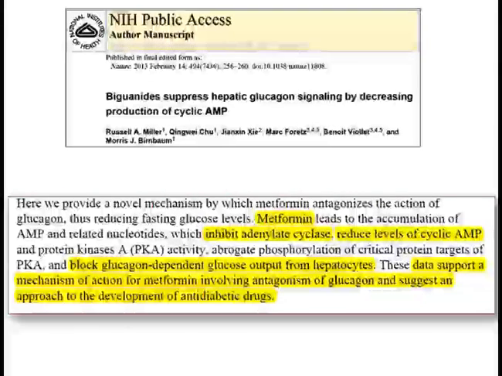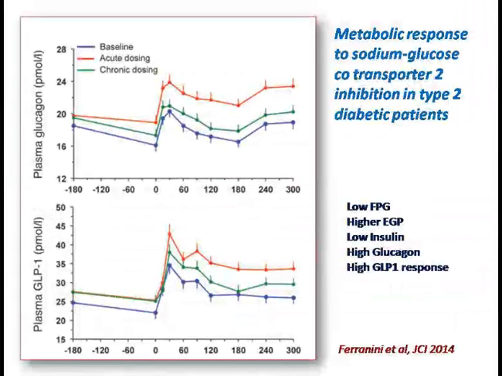The new kid on the block, and as Dr. Ajay Kumar was mentioning in his question a little while ago, the metabolic response to sodium glucose co-transporter inhibition in type 2 diabetes is quite interesting. It lowers fasting glucose, yet in this study with empagliflozin, you find that there's a higher endogenous glucose production with lesser insulin and high glucagon and high GLP-1 response, at least initially.